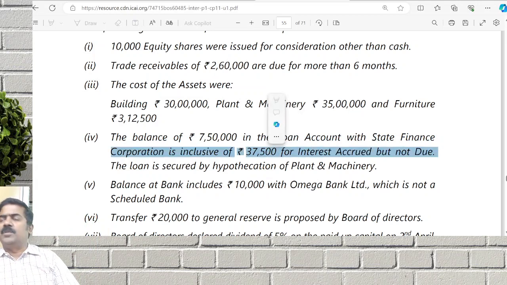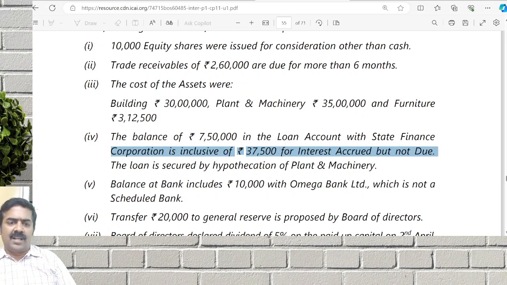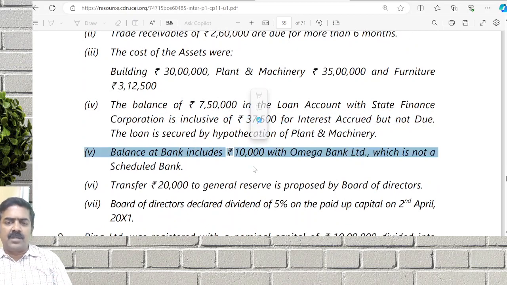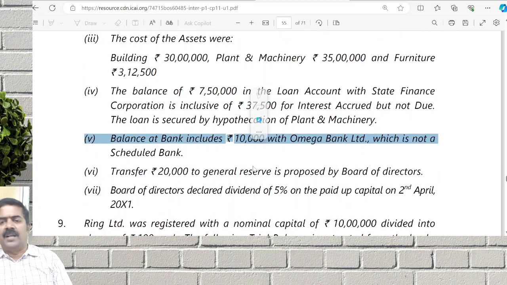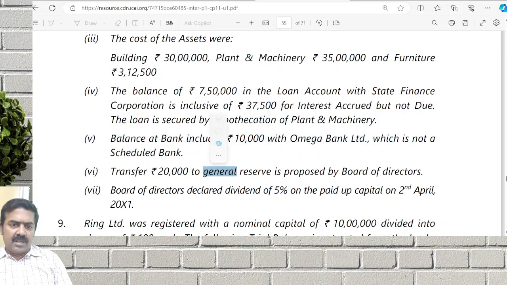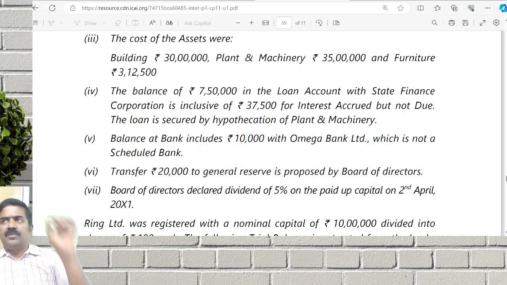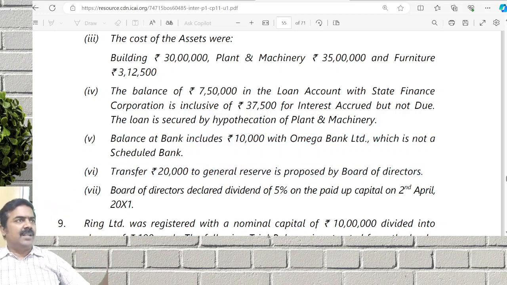The accrued interest can be shown under which one? Other current liability. Bank balance including a non-scheduled bank is a disclosure. Transfer to general reserve from P&L account. Eliminate this, transfer to general reserve and include it in general reserve.